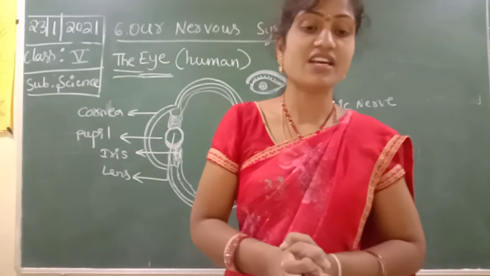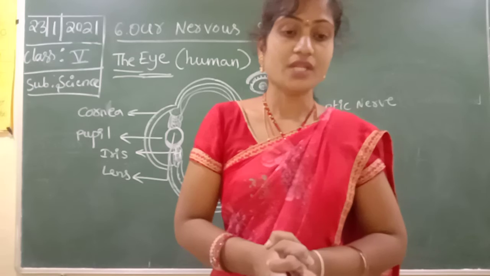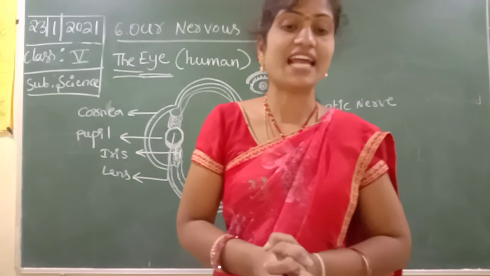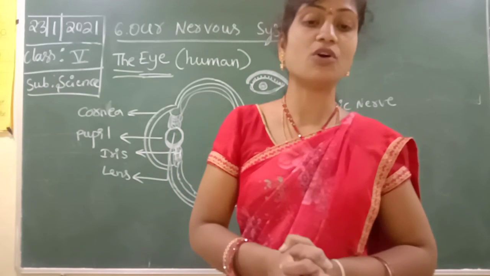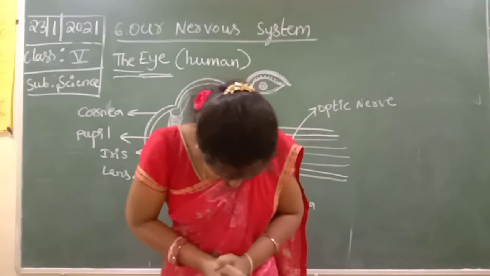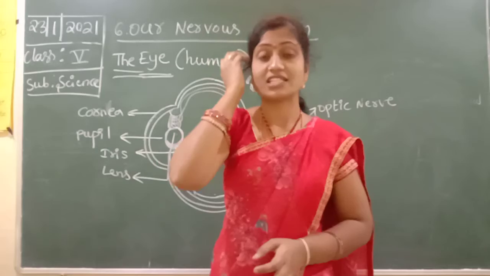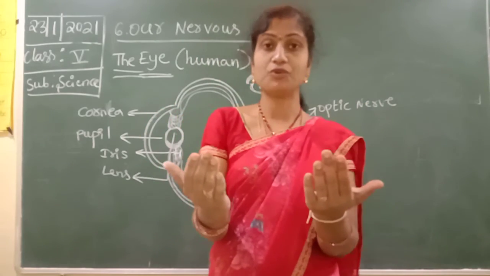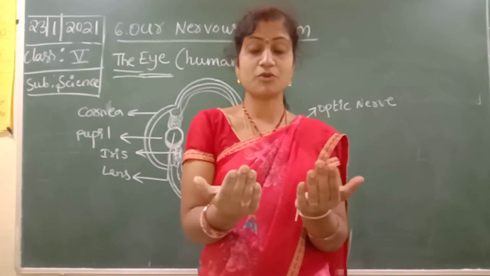Next, do not read while lying down. Sit erect and hold the book about a foot away from your eyes. Some members bend like this or lie down. Don't do that. You have to keep your book a foot away and read properly.